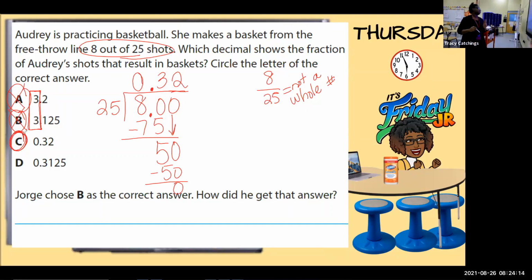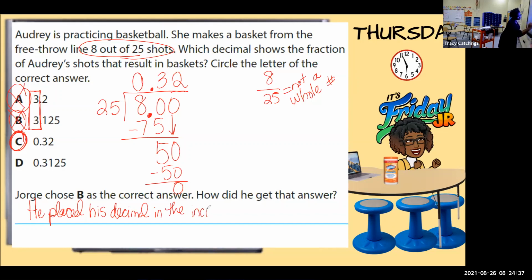So Hewlin and Jacob, definitely make sure we go ahead and add that decimal in the beginning to put it in the correct place, okay? And that's anybody else who made that same error. So at the bottom, when they mention Jorge, that's what we can say. He placed his decimal in the incorrect place. Good job, fellas.